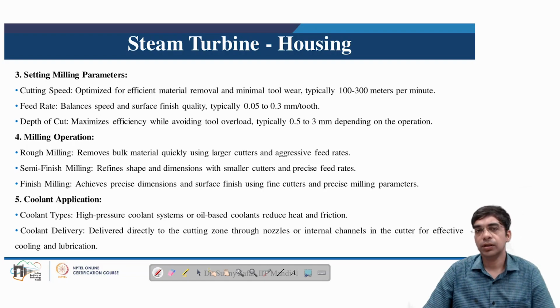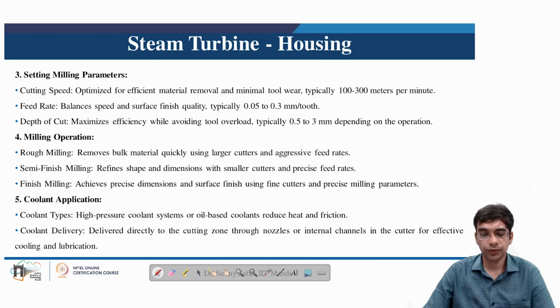The third important criterion shown on the slide, and fifth in the sequence, is the coolant application. Coolants, as we know, are very essential in conventional machining because they help to take away the heat from the machining zone. They also prevent the formation of built-up edge on the cutting tool.